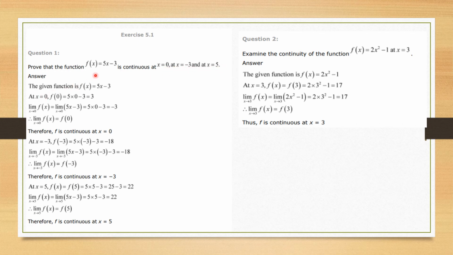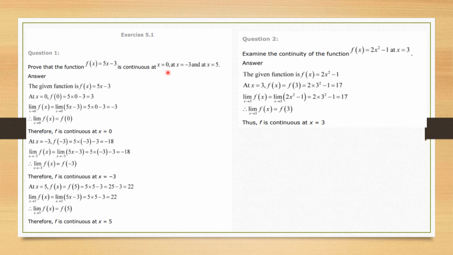So simply, how will we check? At x = 0, we will check the limit as x approaches 0 of f(x), and it should be equal to f(0) also. So see here, at x = 0 the value is -3, okay, and the limit as x approaches 0 of f(x), see, it is 5x - 3. Simply put x = 0 and we'll get the answer as -3. So we find the limit as x approaches 0 of f(x) equals f(0). Hence the function is continuous at x = 0.